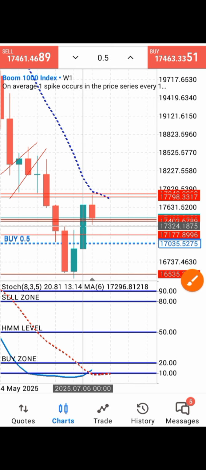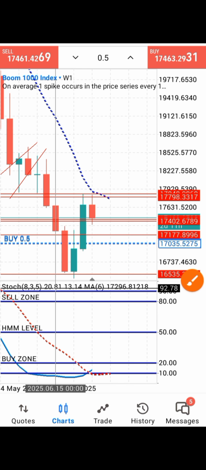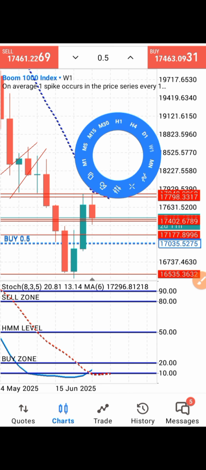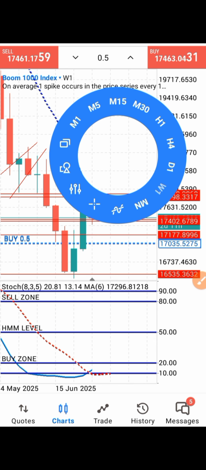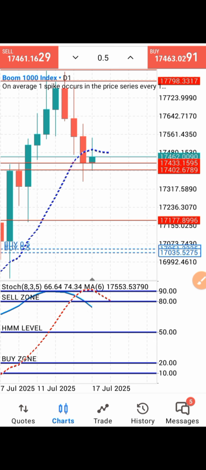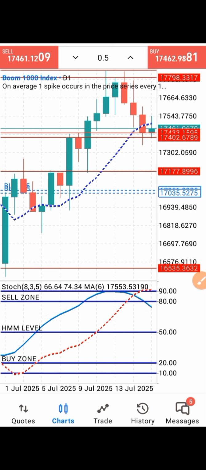The market was able to trade, let's see, around 16,535 to 17,535. Let's say over 1,000 pips for the last 2 weeks. The market has traded over 1,000 plus pips for the last 2 weeks. So looking at the current market condition, for we that are scalpers, let's go to the daily time frame. You can see the daily time frame.